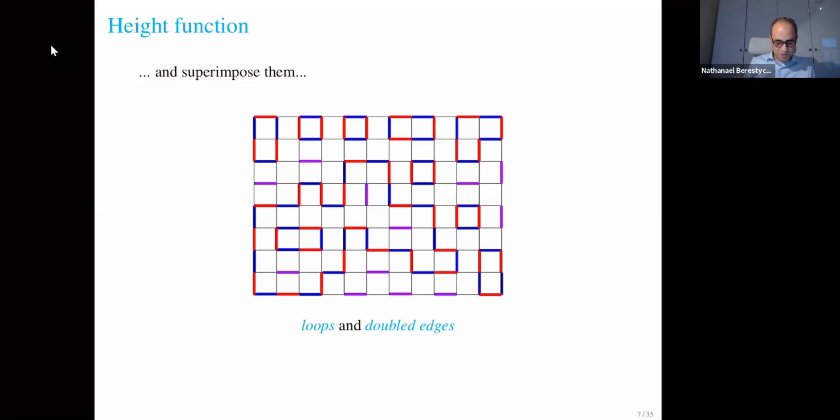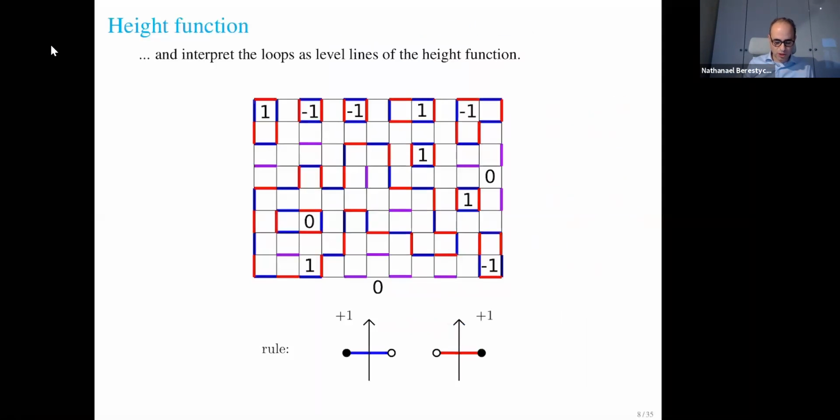So once you have this picture, how do you determine the height function? You're going to interpret these loops just as level lines for the height function. So we're going to start by imposing zero boundary condition everywhere on the outside. So it's 0 here, it's 0 here, it's 0 here, and 0 here. And then every time you move inside a loop, for instance, from here to here, the height can change, and it can change by plus or minus 1. The rules are written here.